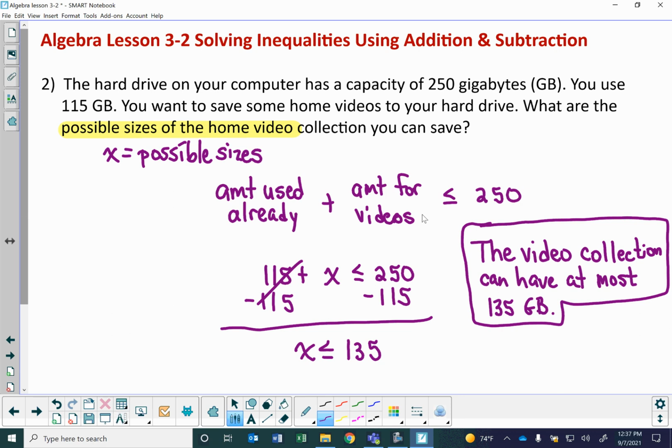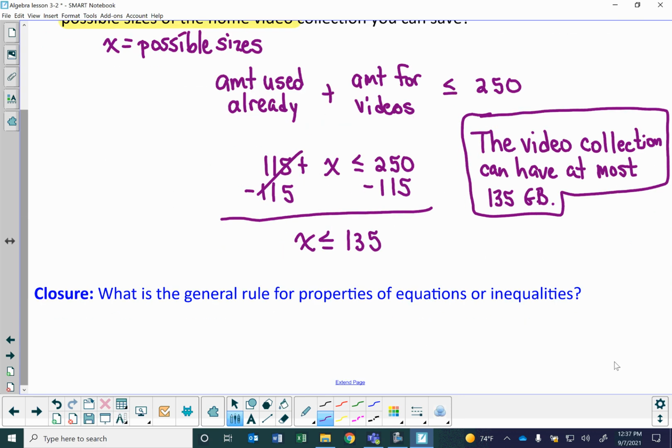All right, your closure question for this lesson. What is the general rule for properties of equations or inequalities? Remember the teeter-totter, that will help you. So what is the general rule for properties of equations or inequalities?